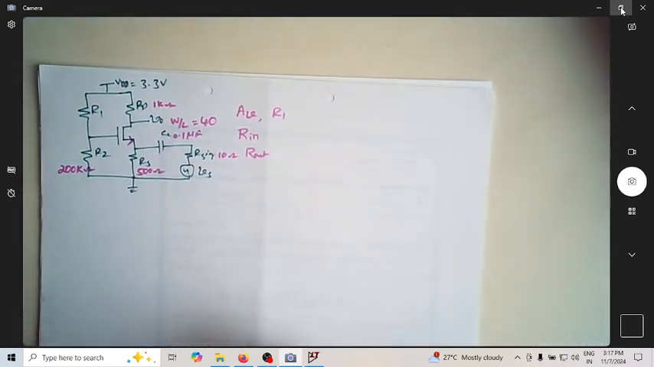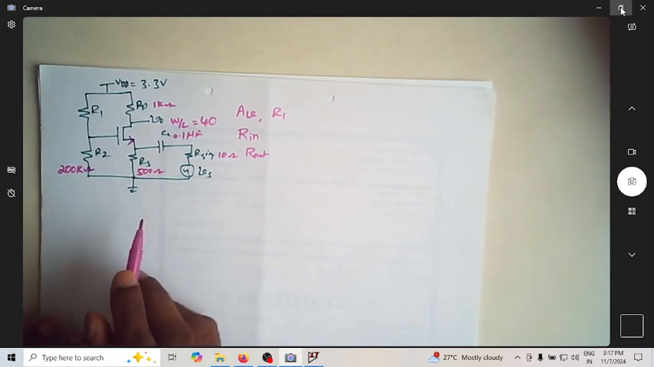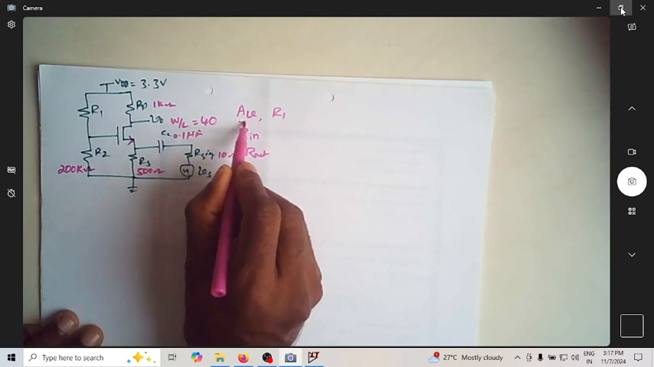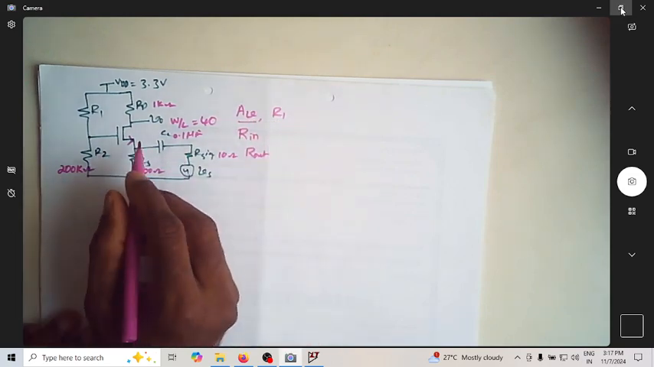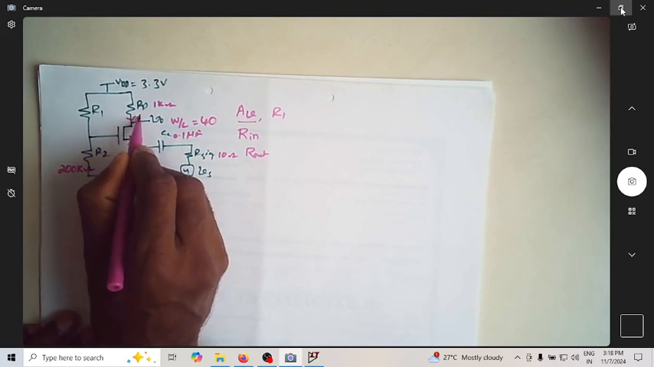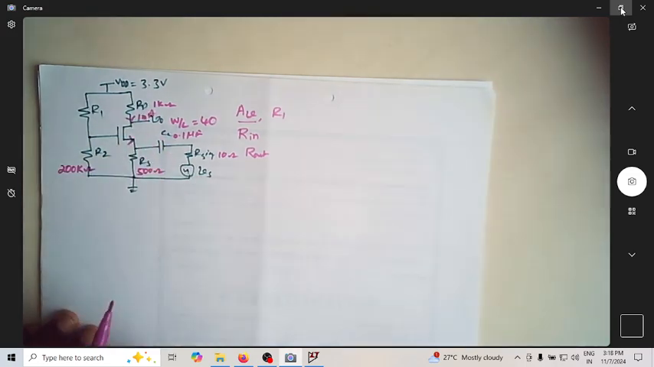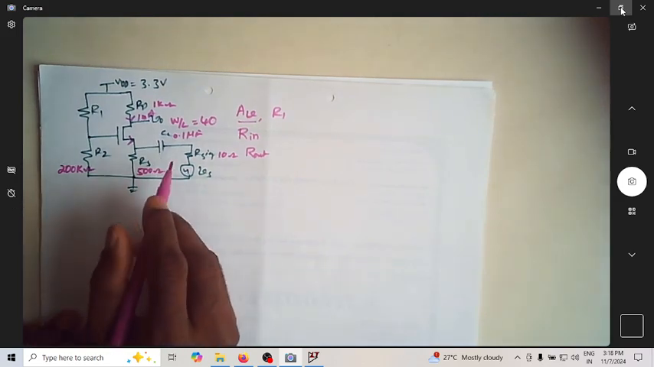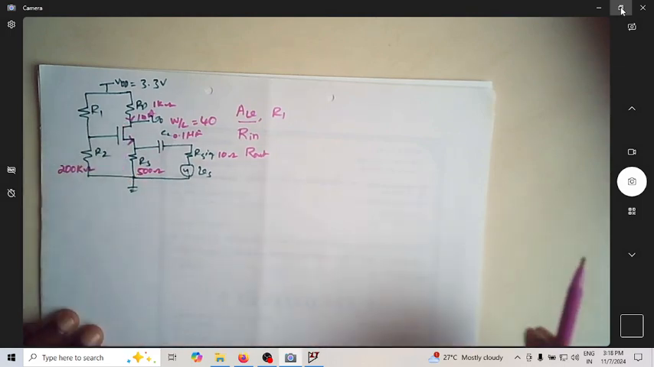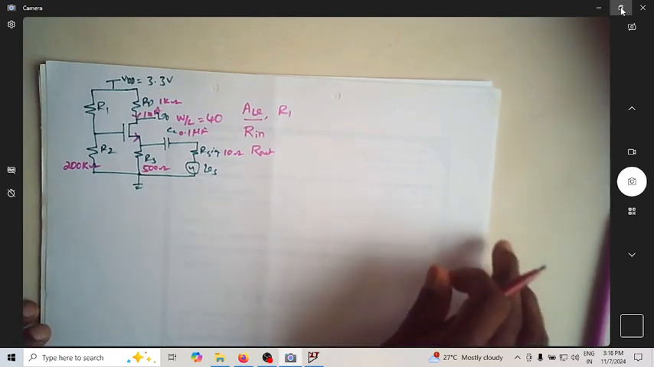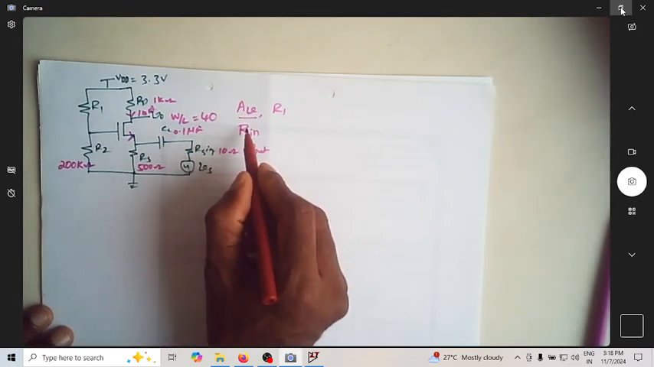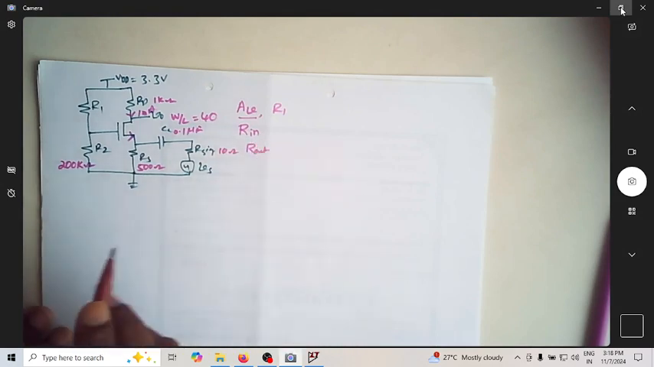So this is the circuit that we are being given. We are asked to find the gain of the amplifier. Correspondingly, we are assuming a current of 1 milliampere flowing through this, that is an assumption. We are also assuming Kp is equal to 200 microampere per volt square, and VTO and all those things are typical values. We are asked to find gain, R1, Rin, Rout.